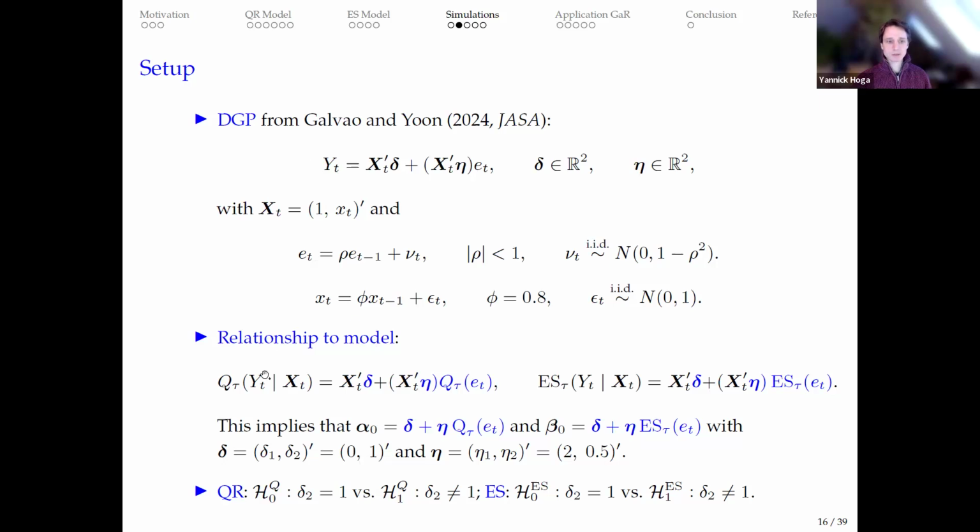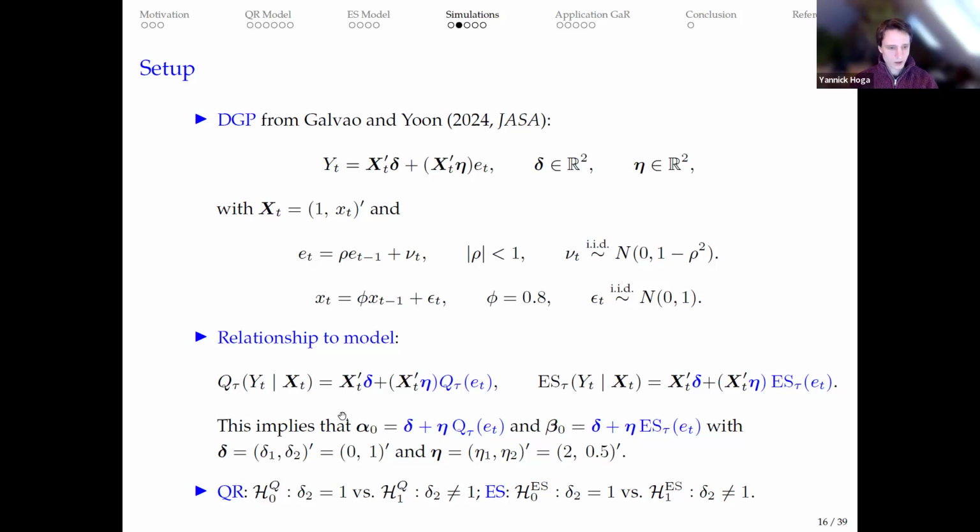Under this setup, you can show that the tau quantile of the outcome given covariates is a linear function in the covariates, similarly for the expected shortfall, with true coefficients given by these relations here. So alpha 0 in our notation would now be delta plus, etc. And the true expected shortfall coefficient would be this.